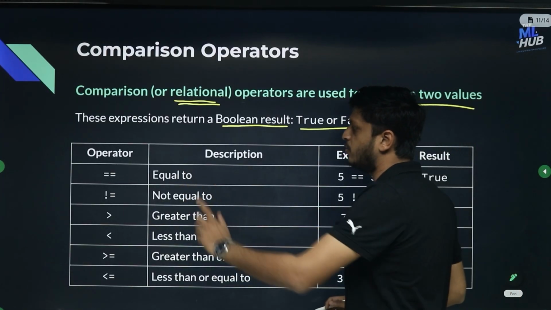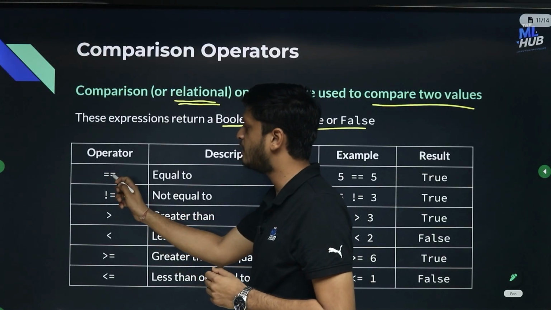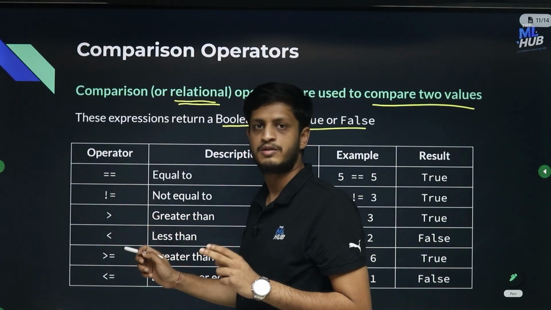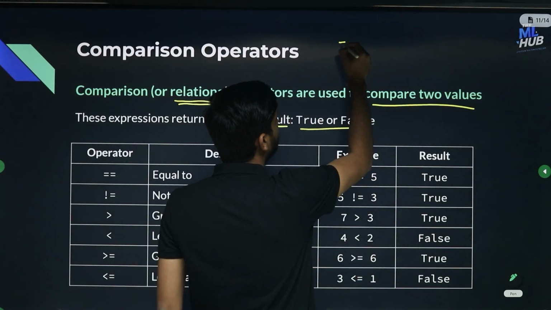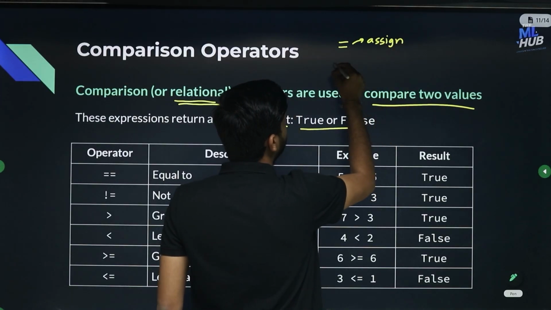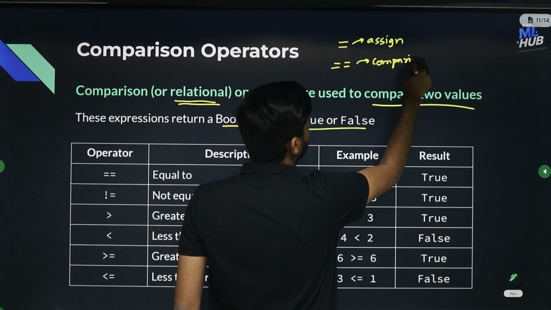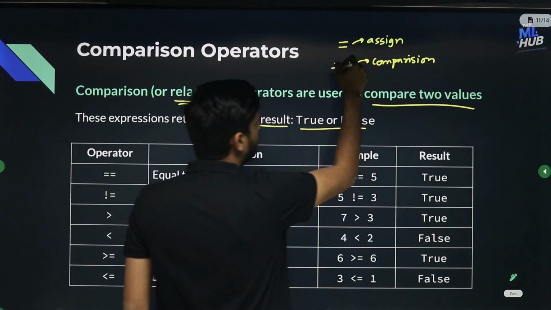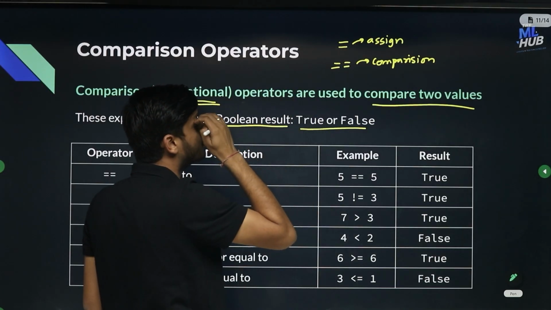First is equal to, which means if you want to compare whether two numbers are equal or not, you can use the equal to sign two times, equal to equal to. This is the comparison operator. Remember that a single equal to is the assignment operator, but if you write equal to two times, it is the comparison operator. So be mindful of what you want to do. If you want to assign values, you use this. If you want to compare values, you use this.